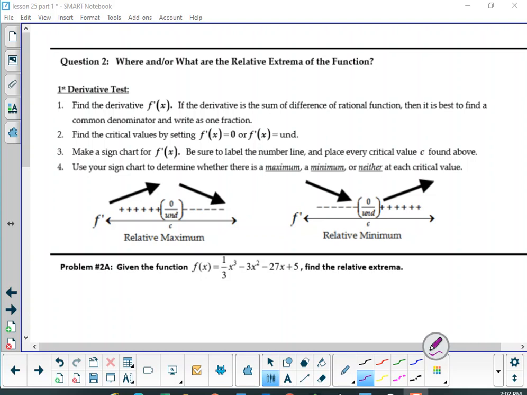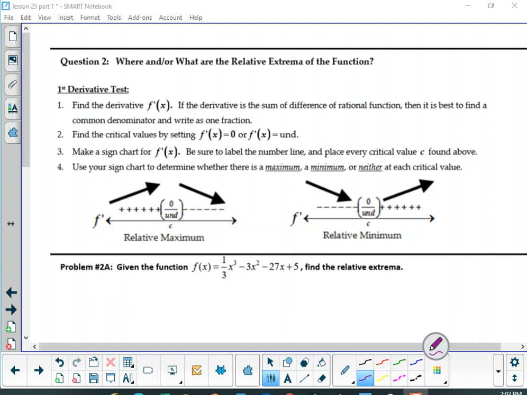Okay, part 2. Once we decide where the function is increasing or decreasing, that then can lead us into indicating relative extrema, relative mins and relative maxes. We've already determined in the last lesson about absolute mins and maxes, or mins and maxes on a closed interval where we consider endpoints. Relative extrema, we only consider interior values.